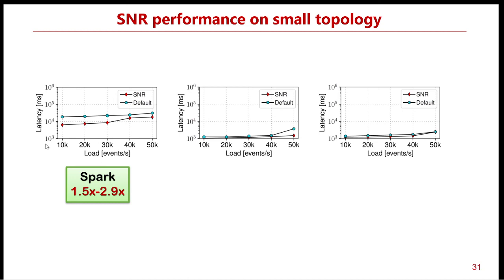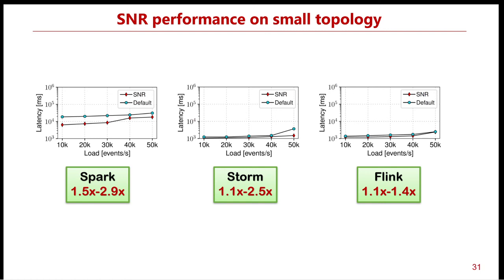Here in these graphs, the x-axis shows the input data rate as the load to the systems, and the y-axis shows the 99th percentile execution latency. In the case of Apache Storm, we find that SNR improves 1.1 to 2.5 times compared to the default approach, and in the case of Apache Flink, it improves 1.1 to 1.4 times compared to the default approach.